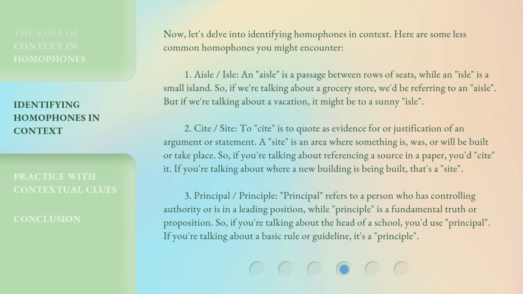3. Principal refers to a person who has controlling authority or is in a leading position, while principle is a fundamental truth or proposition. So, if you're talking about the head of a school, you'd use principal. If you're talking about a basic rule or guideline, it's a principle.